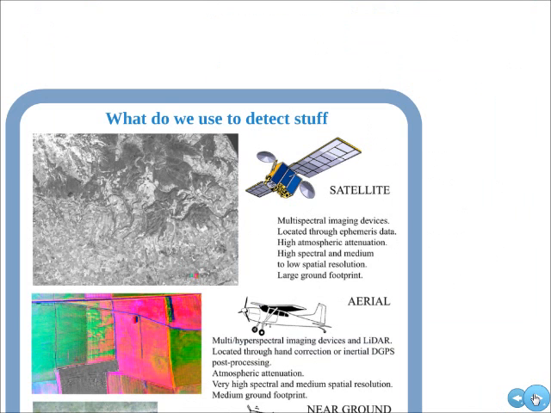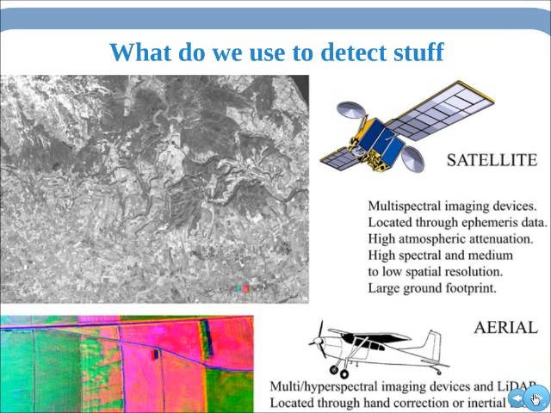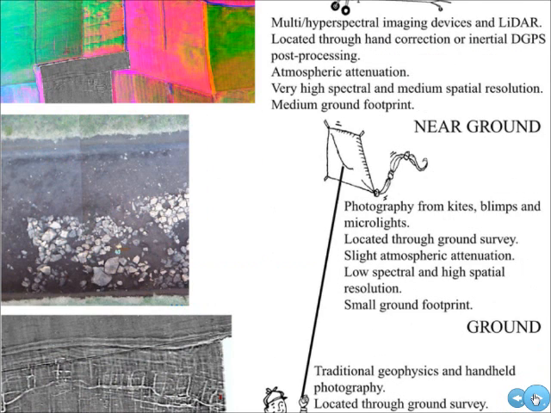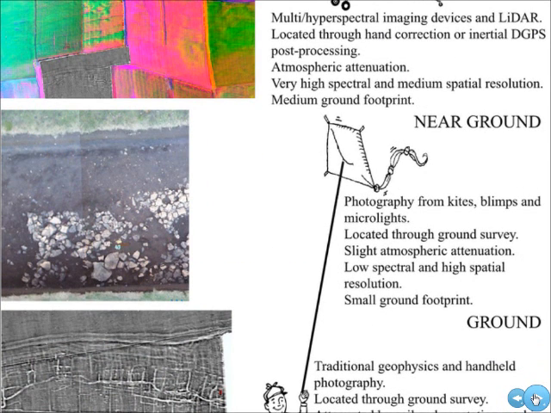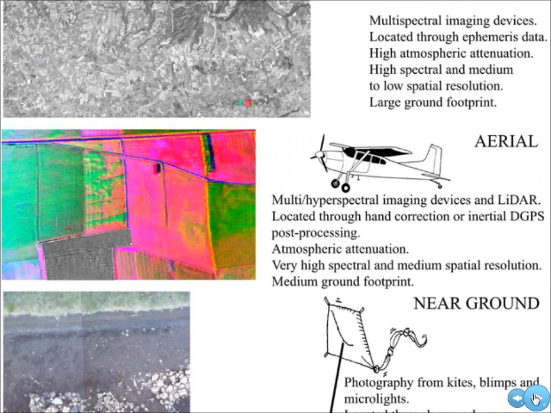So, what do we use to detect any archaeology? There's a number of different platforms we can use. There's satellite, aerial, near ground, photography from kites, blimps and microlights, and then ground, traditional geophysics. For the purposes of this presentation, we'll be focusing on aerial.